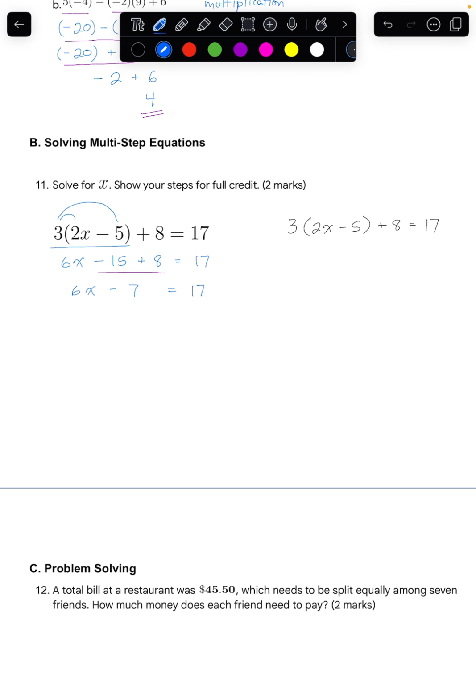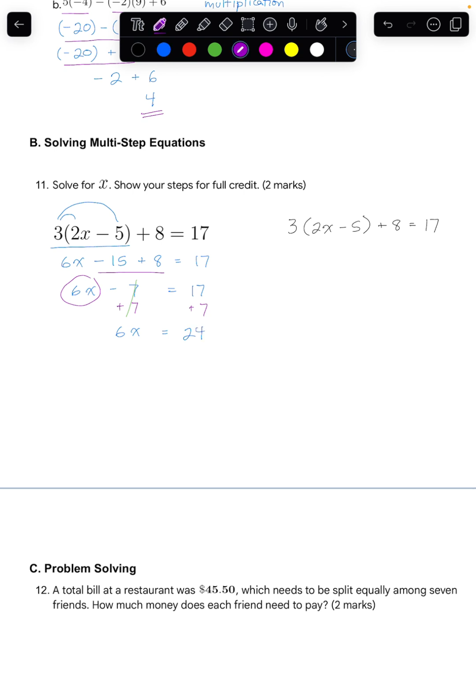Now we solve it just like we were doing before. We want to isolate this term, so have that term on one side all by itself. We do that by adding 7 to both sides. So these two numbers cancel each other out. We're left with 6x is equal to 17 plus 7, which is 24.